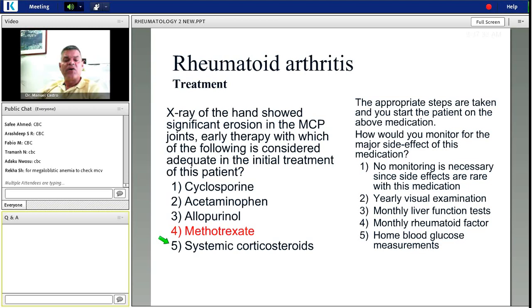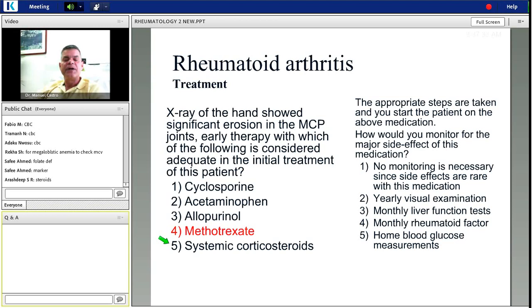Okay, now, monthly rheumatoid factor. You know what? Rheumatoid factor really is not that great of an issue, right? Not only that, it's not a good marker. Sometimes it could be normal in a patient with rheumatoid arthritis. Sometimes it can be elevated. And home glucose measurement, if we were talking about glucocorticoid or steroids, we might consider home glucose measurement if we need to. Okay, so let's continue here.